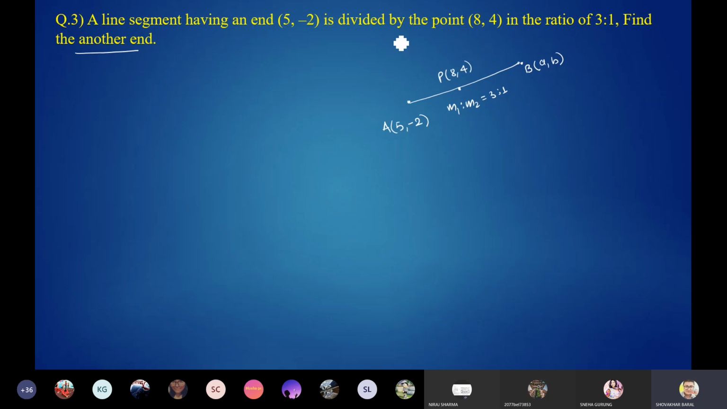Please read the question carefully. Question राम्रोसँग पढ्यो भने 50% of your question is done. You need to understand the question at first. So let's do it accordingly. It's not that difficult. So let me solve it. Solution.